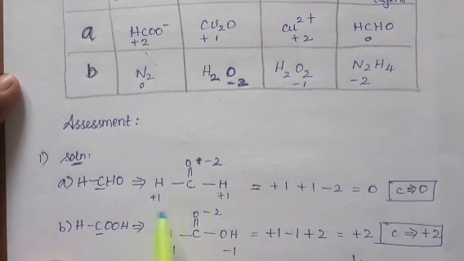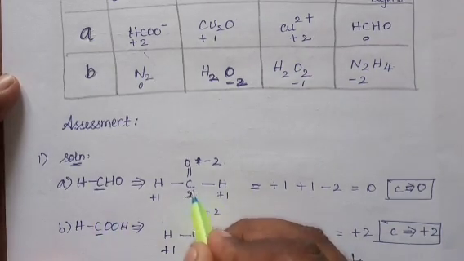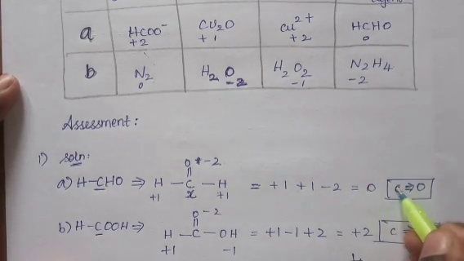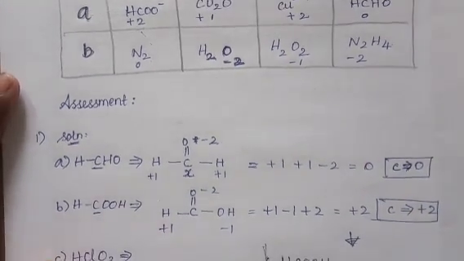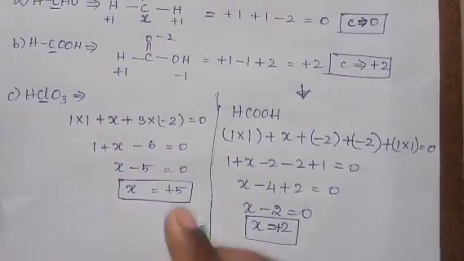Oxidation number for H is 1, right? So 1, 1, minus 2. We have to find the answer for C, the underlined one, so we can take it as X. If we add this, we get C is equal to 0. This is the answer for the first one. Second one, you can write it like this. Okay, already we have written.